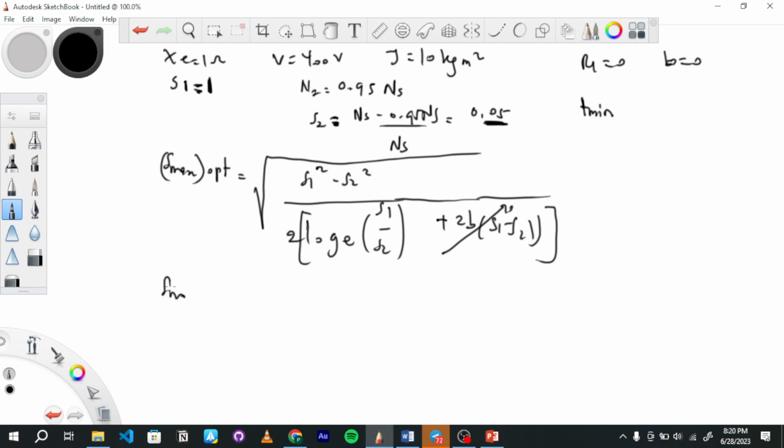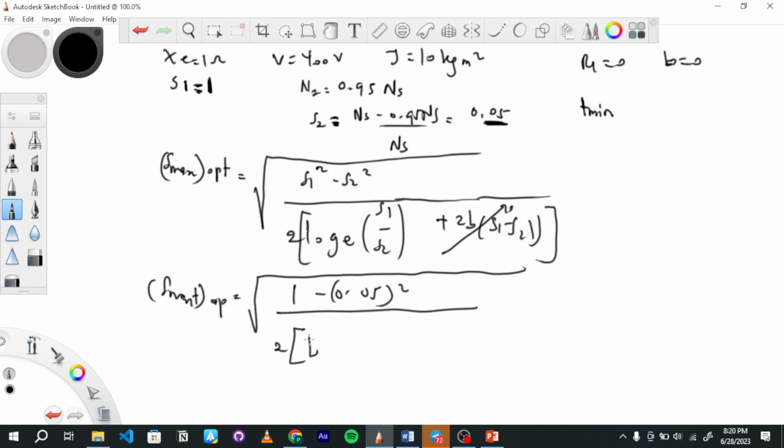So my S max optimum will be equal to the square root of: initial slip is 1, 1 squared is 1, 1 minus 0.05 squared, all over 2 multiplying log to the base e of 1 over 0.05. Put this in the calculator, you get 0.408. This is how you find your S max optimum.